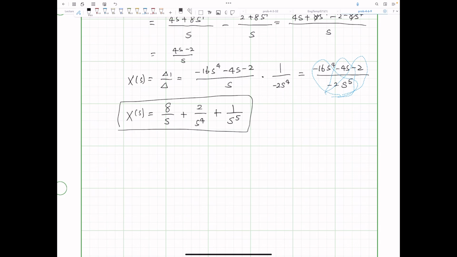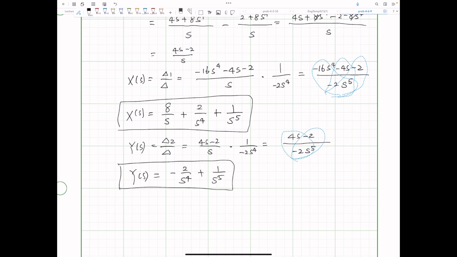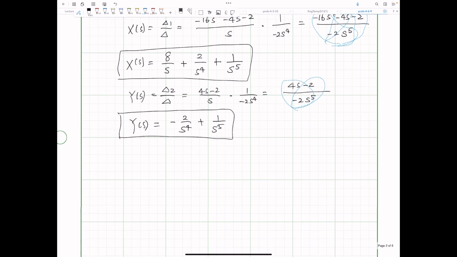And then y of s equals delta 2 over delta. And for delta 2, we have (4s minus 2) over s. And delta is negative 1 over negative 2 s to the power of 4. Now we have a numerator 4s minus 2, and the denominator is going to be negative 2s^5. Again, let's separate this. Then we have y of s equals, this time negative 2 over s^4, and then plus 1 over s^5. So now we can take the inverse Laplace transform of this.